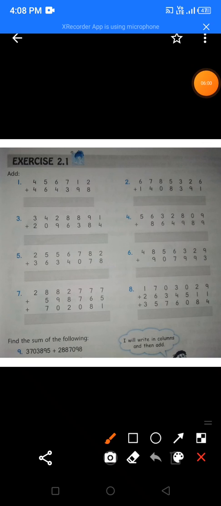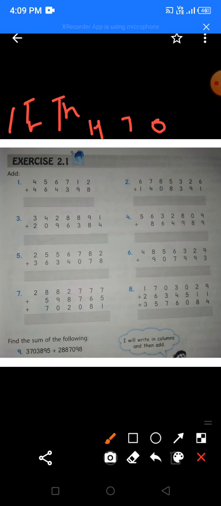Again children, what will you do? You will copy down the question. Then you will write the place value here. Now how will you write the place value? These are again 6 digit. As you all know 6 digit, how will you write it? Ones, tens, hundred, thousand, 10,000, lakh. Okay. Then everything you will put here.